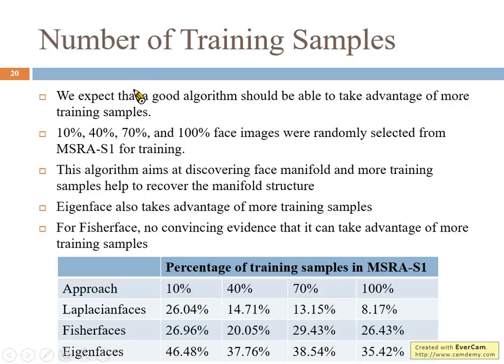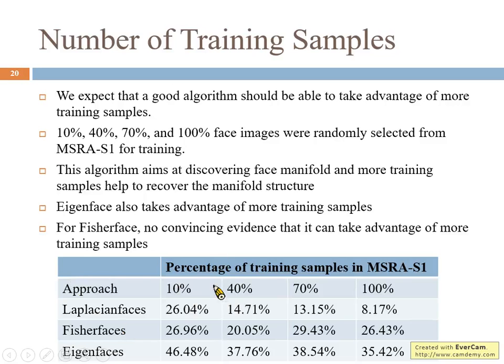When we do training and testing, we often expect that a good algorithm is able to take advantage of more training samples. Therefore, in this paper, they designed an experiment where 10%, 40%, 70%, and 100% of the face images were randomly selected from MSRA Section 1 for training, to evaluate whether the performance changes when we change the amount of training data. This algorithm aims to discover the face manifold, and more training samples help to recover the manifold structure.